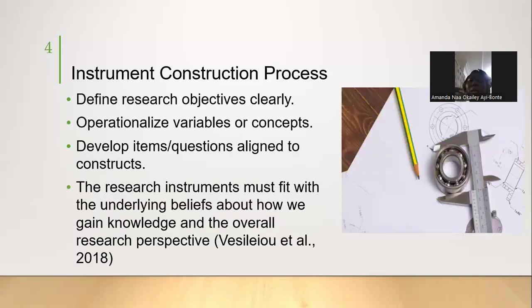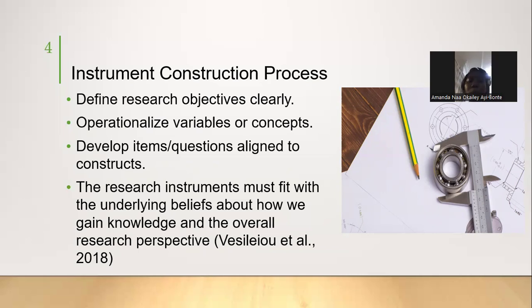Okay, so let's look at the instrument construction process. How do I construct my instruments? We said that we have the qualitative and the quantitative, but how do we construct these instruments and what process do we need to go through? One, you need to define your research objectives clearly, because what you are aiming at, what your end product is, would also determine what your process is going to be. And so you define your research objectives clearly. What do I want to achieve? What is it that I'm actually looking at?